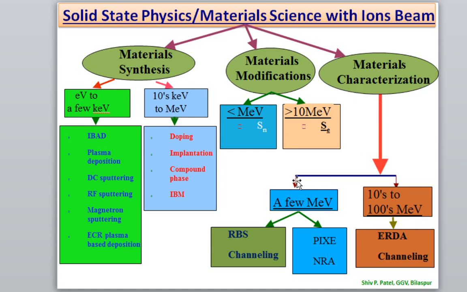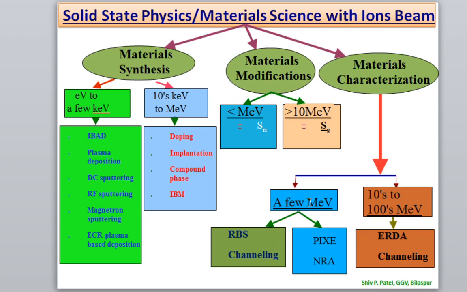Let us say if the energy of the ion is a few MeV, like 1 MeV, 2 MeV, or 3 MeV, then these techniques are known as the nuclear techniques. These are material characterization techniques based on the ion beam. So these are the experimental nuclear techniques: RBS, Rutherford backscattering, and RBS channeling, Rutherford backscattering channeling. Another type of experiment is particle induced X-ray emission and nuclear reaction analysis. These are nuclear techniques which can be used to characterize the material.